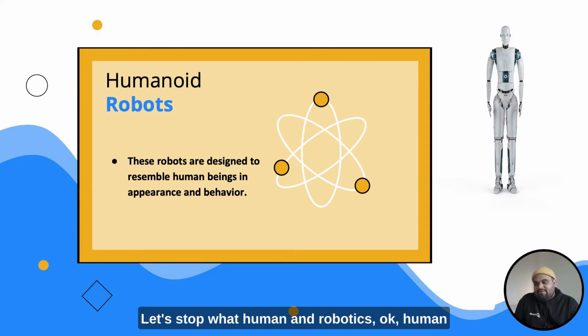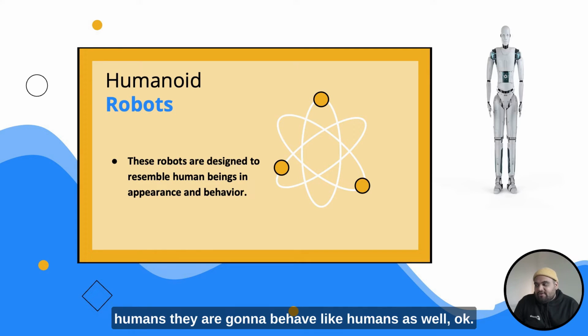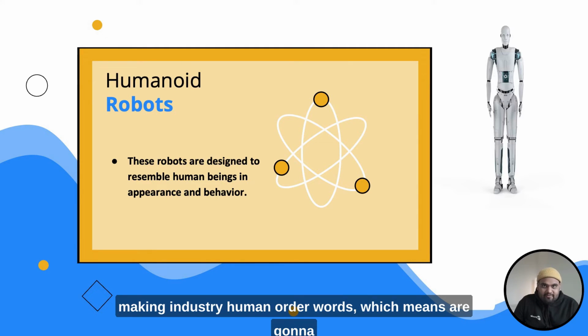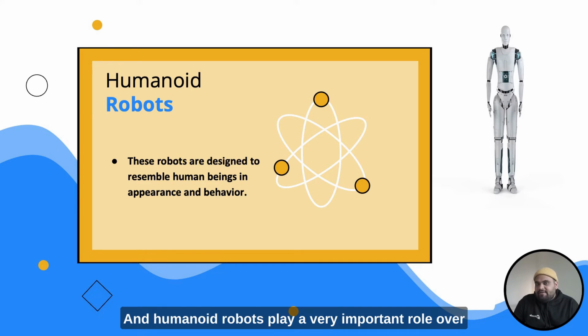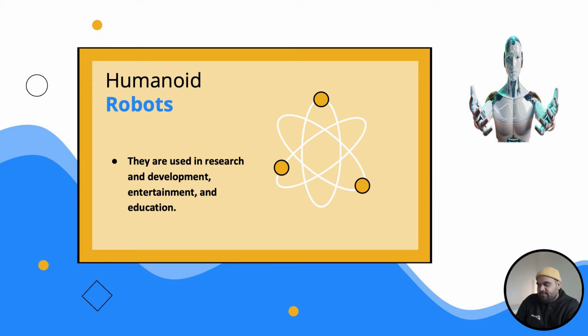Let's talk about humanoid robots. Humanoid robots have a very simple name. It means that they look like humans, and since they look like humans, they are going to behave like humans as well. Tesla, as I mentioned before, is making industrial humanoid robots, which means they are going to help humans in the industry. But they can also be introduced for other local applications, other areas where you feel something needs to be automated, and humanoid robots play a very important role there. That's the best thing about humanoid robots.